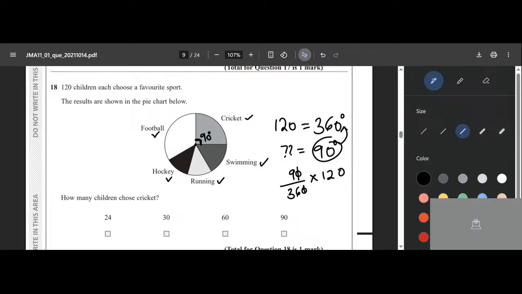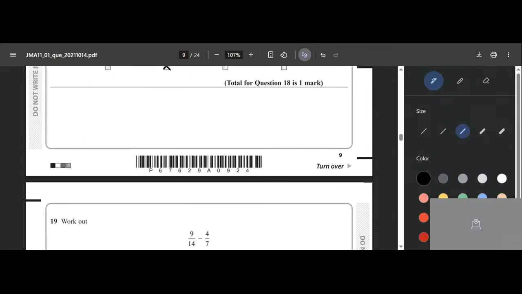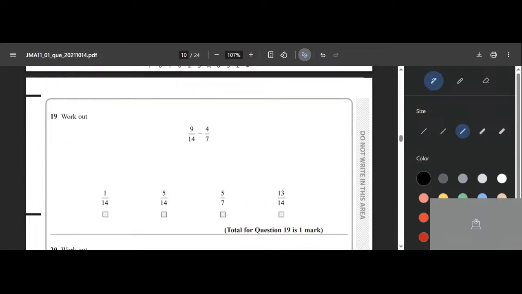So this 0 cancels the 0 and the 0. 9 goes here 1, 9 here 4 times. 4 can divide here 1, yes, and here 3 times. So we have 30 as the number of students who chose cricket. So we proceed to the next question.